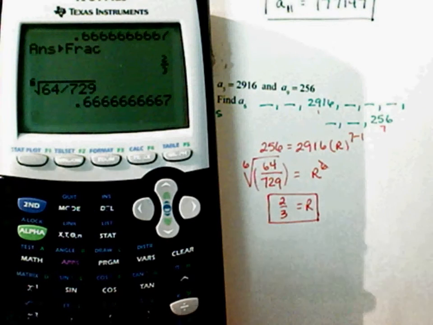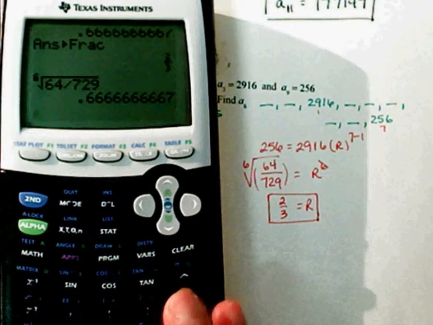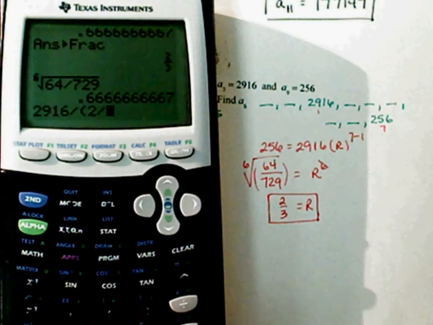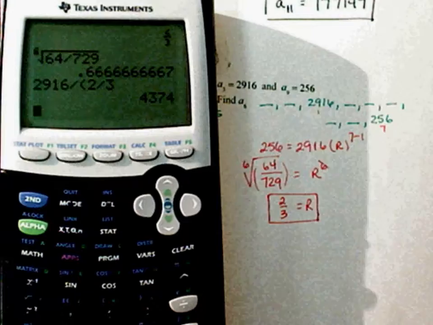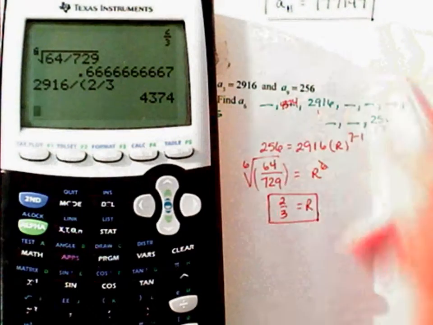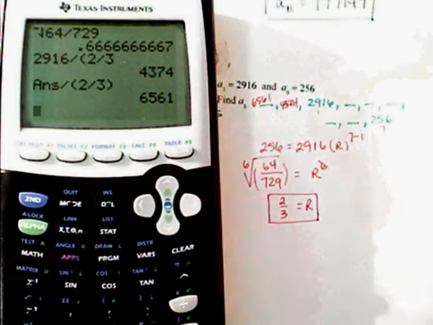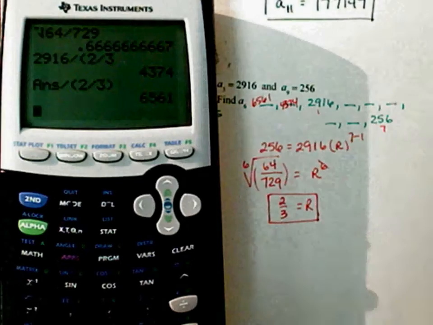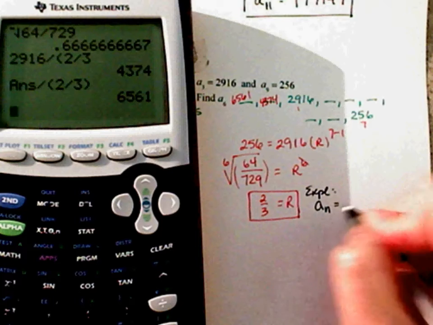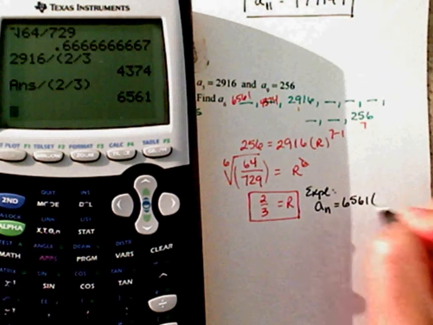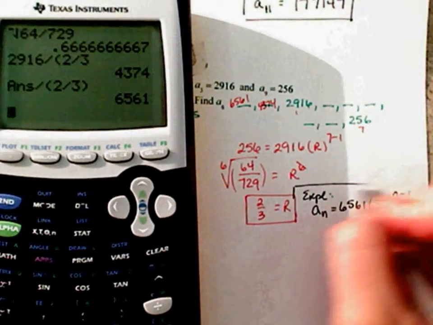All right, knowing that, I can now go find my first term, okay? So I'm going to take 2916 divided by 2 divided by 2/3. That gives you, let me go ahead and write this in red, 4374 divided by 2/3 gives you 6561. That is now your first term, and you can find your explicit formula. So what is your explicit formula going to look like? A of n is equal to your first term, 6561, times your r, which is 2/3, to the n minus 1. And there's your explicit.